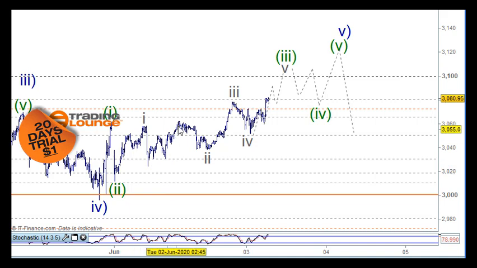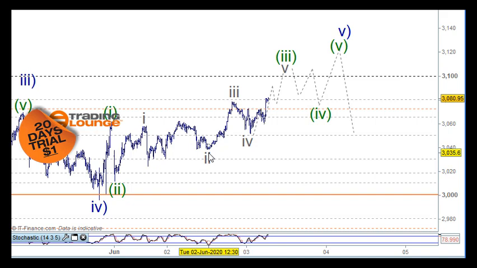This could be counted up as 5 waves here in terms of an expanded flat. So wave 1 here, an A wave here, B wave here, and a C wave here for wave 2, then wave 3, 4, and 5. So it's possible there, but it does appear that we've got 5 waves here as well. So I was kind of looking, this is wave A here, wave B here, and wave C here.